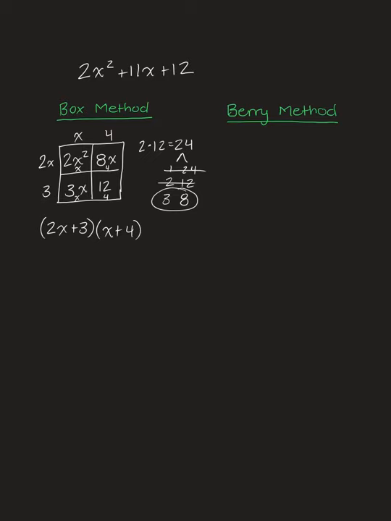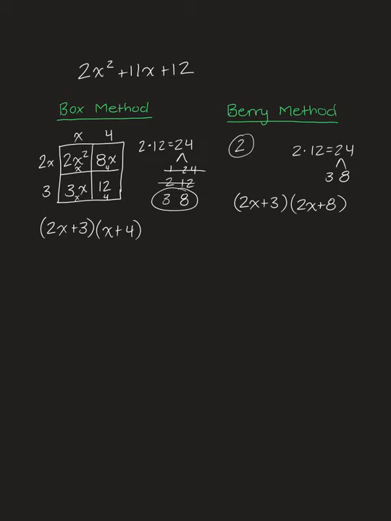Now let me show you the berry method. So your berry is going to be your 2. Okay, so remember, you multiply a times c, so 2 times 12 is 24. You find your magic numbers, which we've already found to be 3 and 8. You set up your parentheses and you put your berry in front of the x in both of them. Then you plug in your magic numbers.